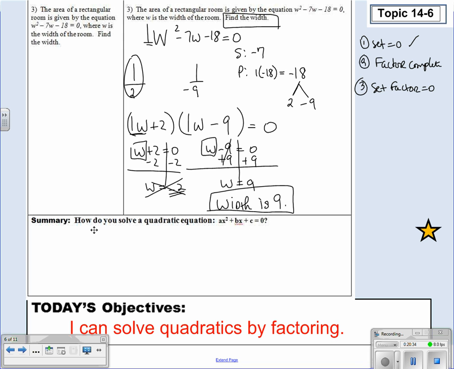All right, our summary is how do you solve the quadratic function equation when it's given in standard form? Well, I just wrote them on the side here. We have to set your equation equal to 0, factor it completely, set the factors equal to 0, and then solve for the variable. That concludes topic 14-6.